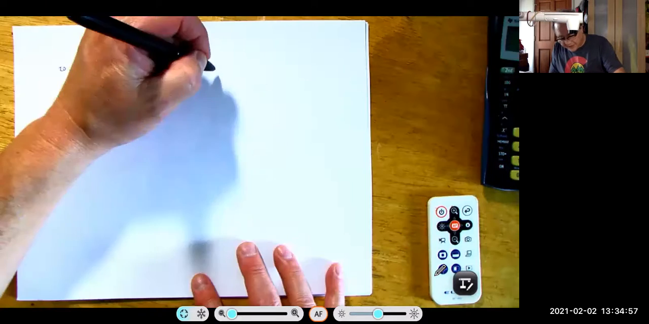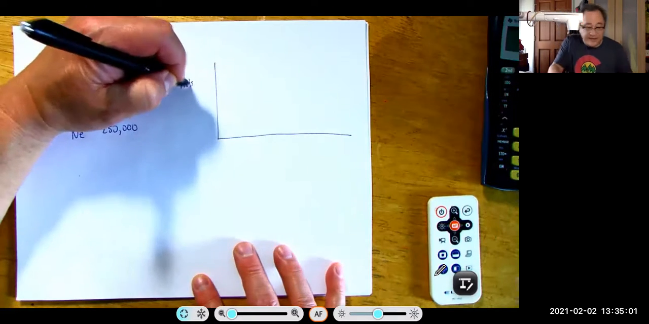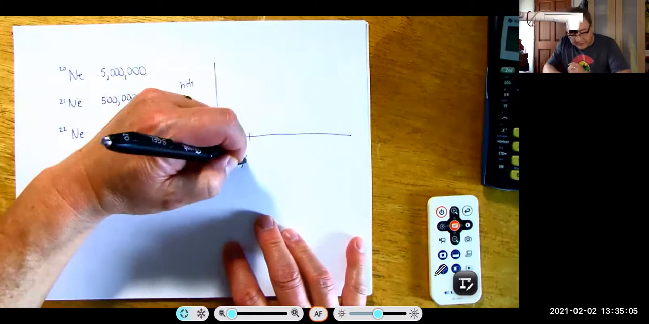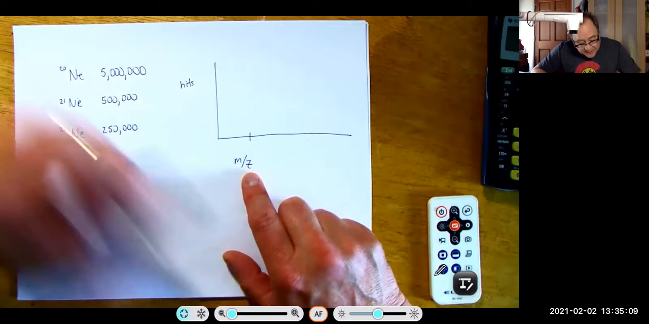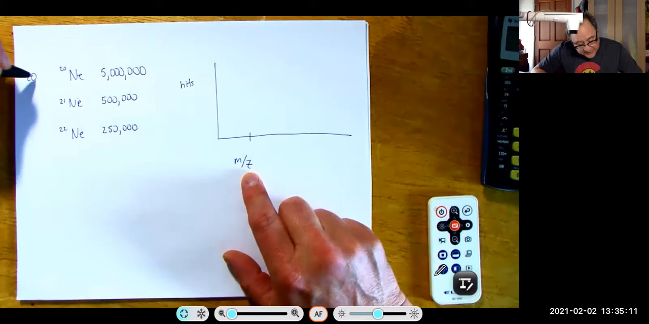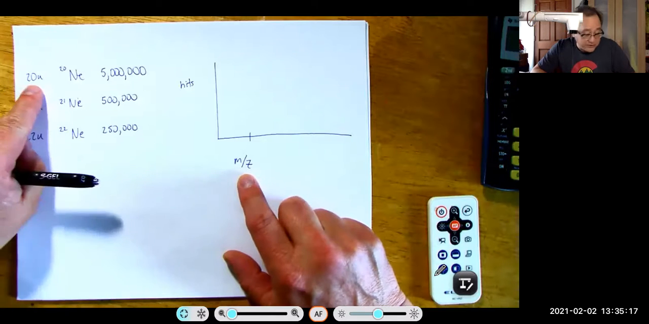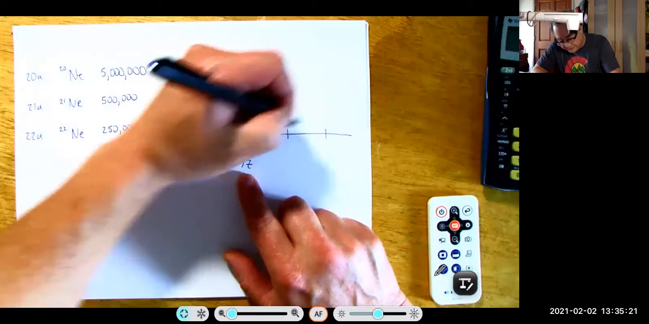So when we plot these, you want to plot the hits over here and the mass to charge over here. Now remember, each of these has a charge of +1, and this has a mass of 20, this has a mass of 21, and this has a mass of 22. So 20 divided by 1 is 20. So you've got 20, 21, and 22.